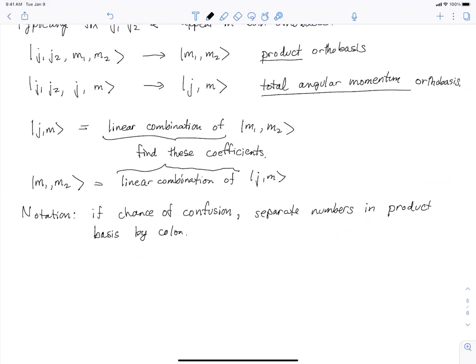So in one case, we might do 2 spin 1/2 particles. And so we might have a state that's 1/2 colon 1/2. That would mean M sub 1 is 1/2 and M sub 2 equals 1/2. But if we're doing something complicated, we don't want to rewrite that every single time. And that's why we just put a colon there to tell us that we're in the product basis.